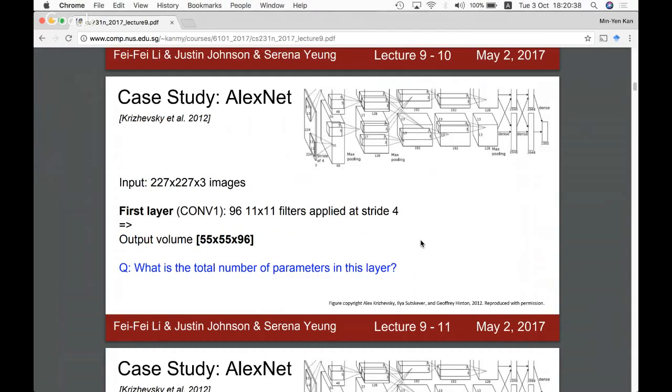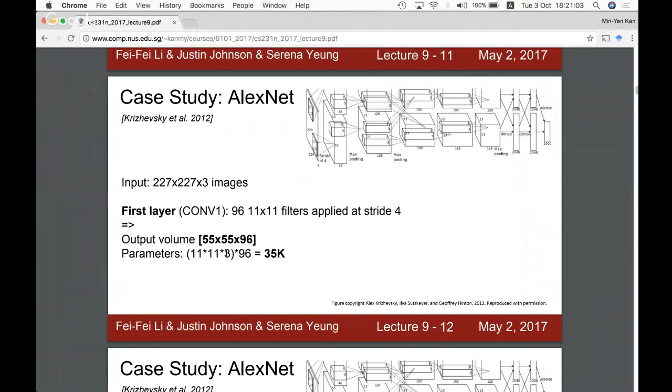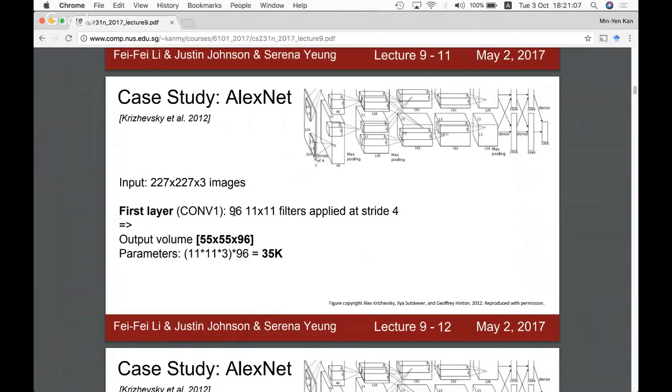And what is the total number of parameters in this convolutional layer? The parameters are the numbers in the filters. Each filter has width and height 11 by 11 and depth 3, so each filter has 11 times 11 times 3 parameters, and we apply 96 filters to the input layer. So the total number is about 35K.